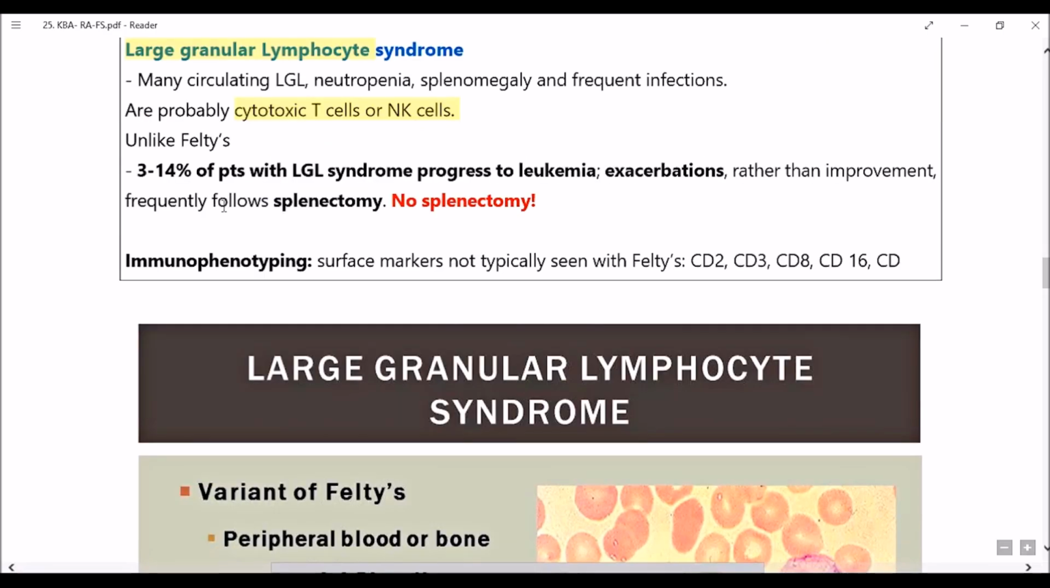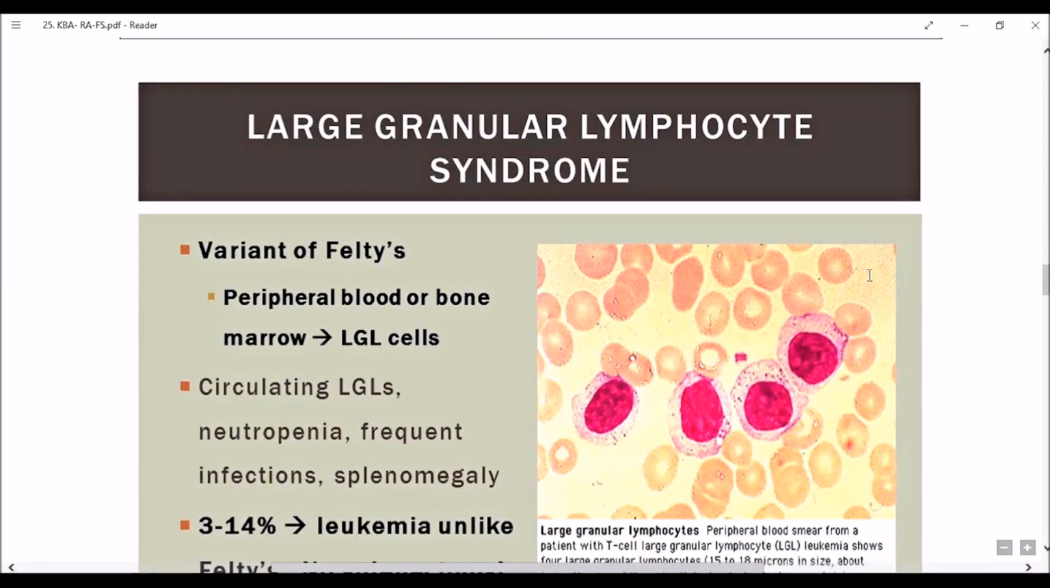Unlike Felty's, 3 to 14% of the patients with LGL progress to leukemia. So exacerbations rather than improvement frequently follow the splenectomy. So no splenectomy. Immunophenotypic surface markers not typically seen with Felty's, that is CD2, 3, 8, 16.